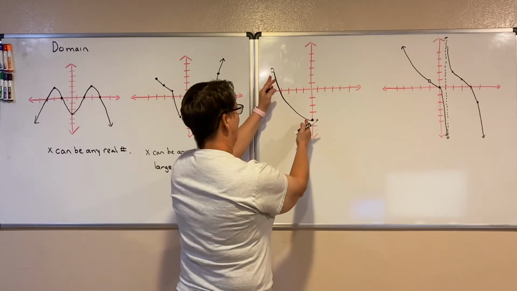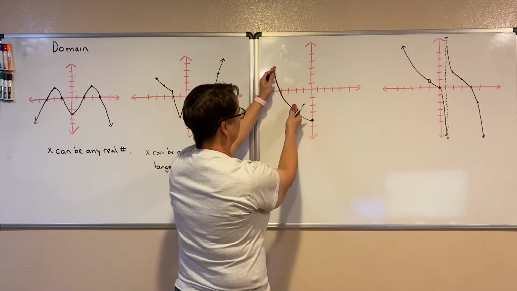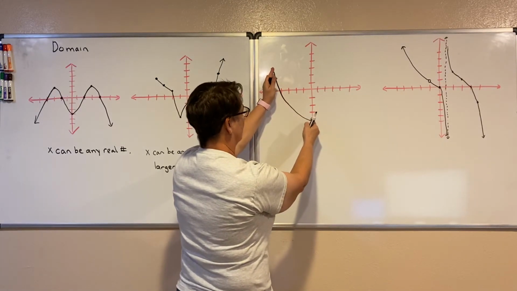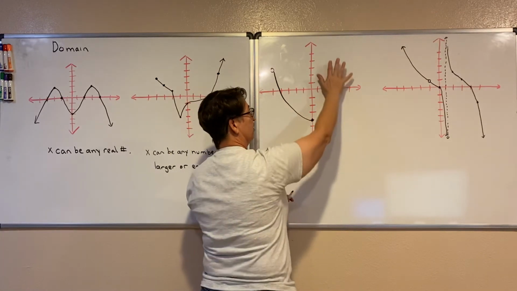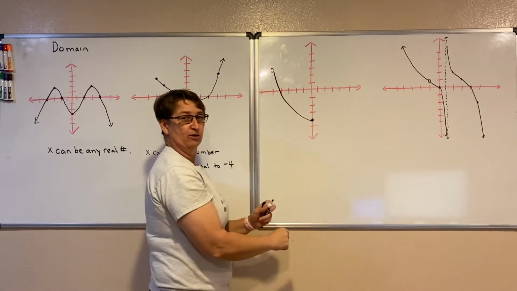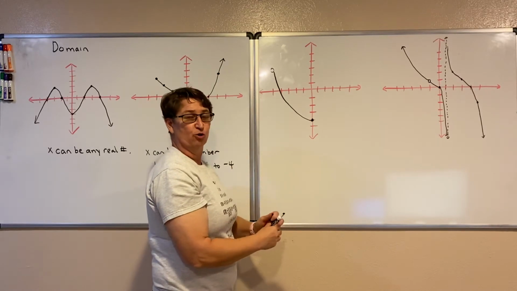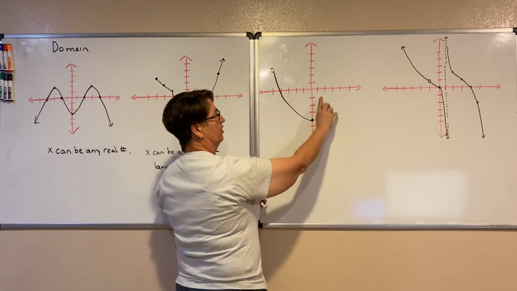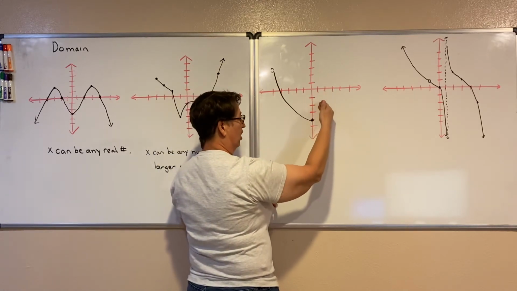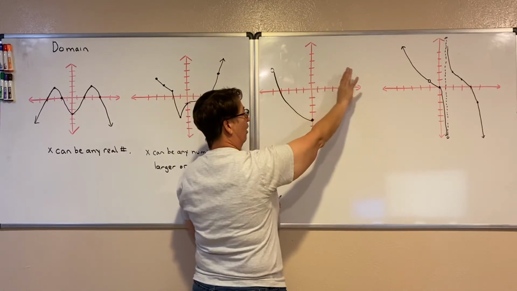Notice on this graph that my graph only fills this part of my page. Over here where my x values are, there's no graph there. So again, my x values are restricted. I have a limited domain here. x can't be 1 because there's no output there.